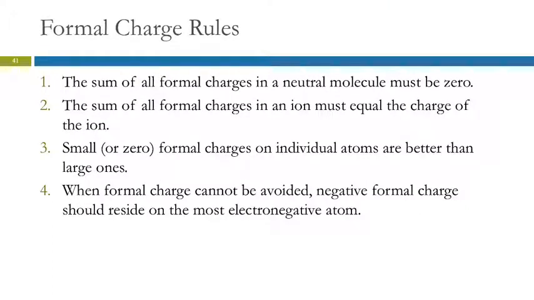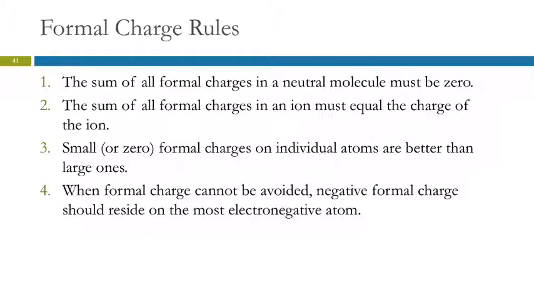So, of course, we've got to have some rules about formal charges. Like oxidation states, formal charges in a molecule or an ion add up to the overall charge on the molecule or ion. So if you have a neutral molecule, all the formal charges must add up to 0. If you have an ion, the formal charges add up to the charge on the ion. We are looking for small or 0 formal charges. 0 formal charges, or the smallest formal charges we can have, is the more stable Lewis structure. So we're trying to get everything 0.